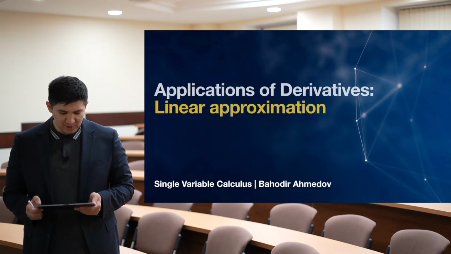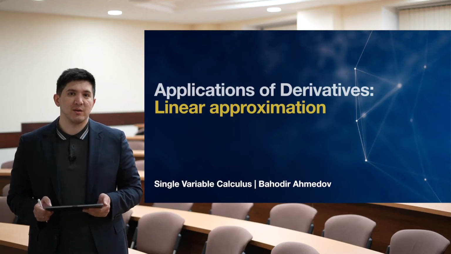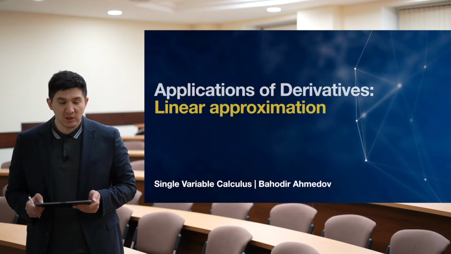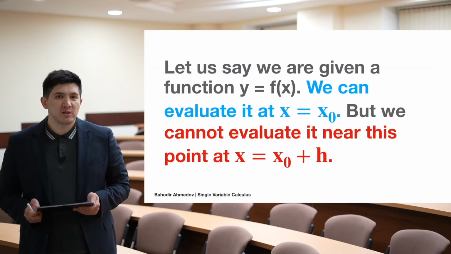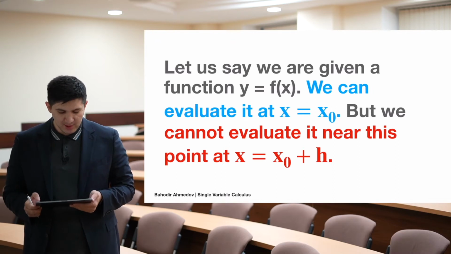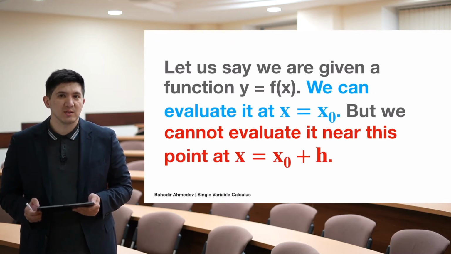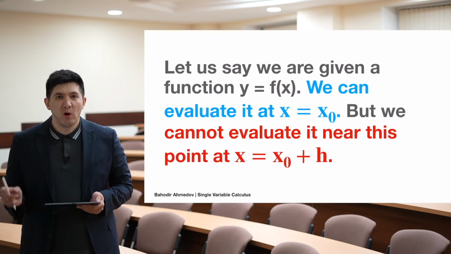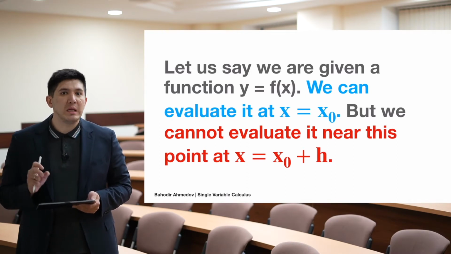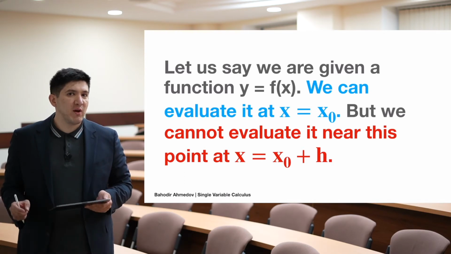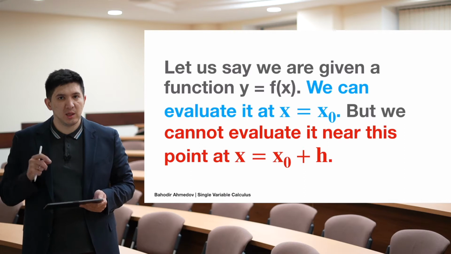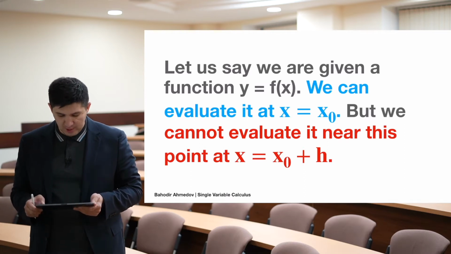In particular, we're going to talk about the linear approximation of functions using polynomials. So we are given some function y equals f of x, and we can evaluate this at some point x0. What we would like is to approximate this function at some point near x0. It is very difficult to evaluate this at the point x plus h, let's say.